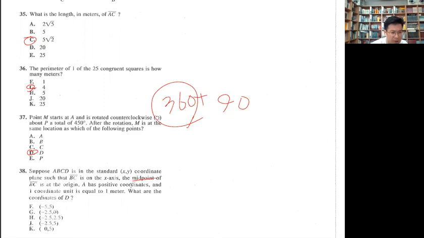Coordinate and the midpoint of BC, origin. What is the coordinate of D?